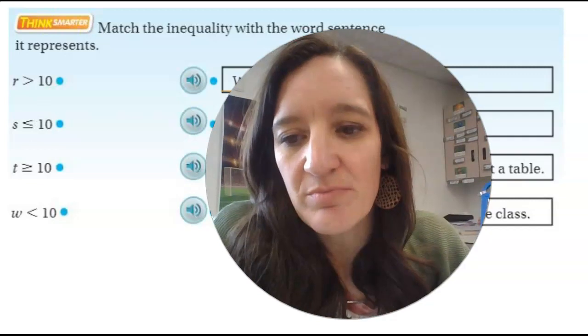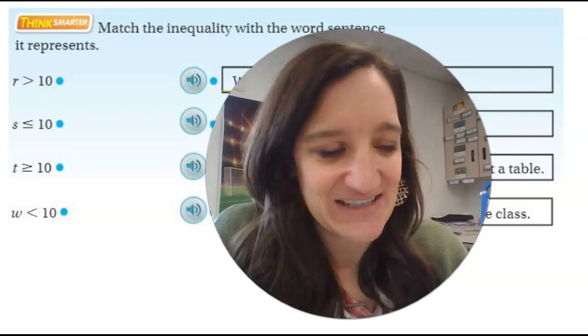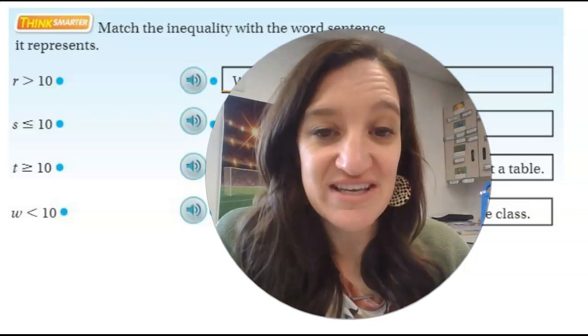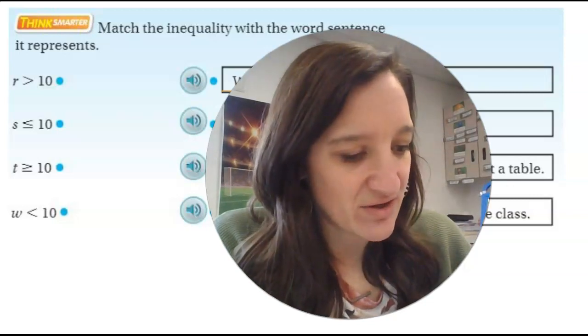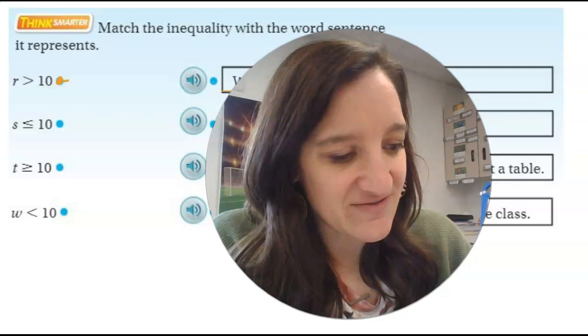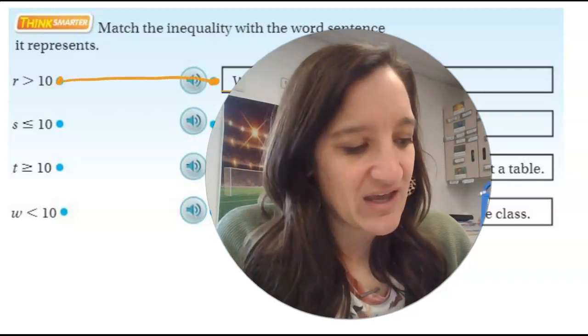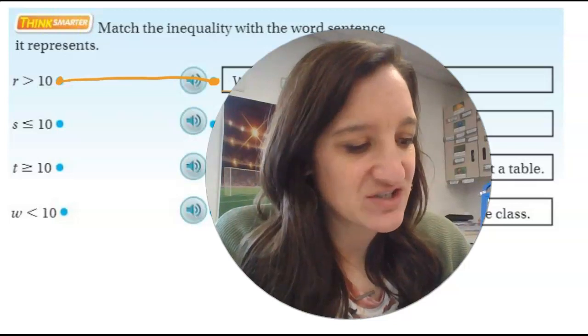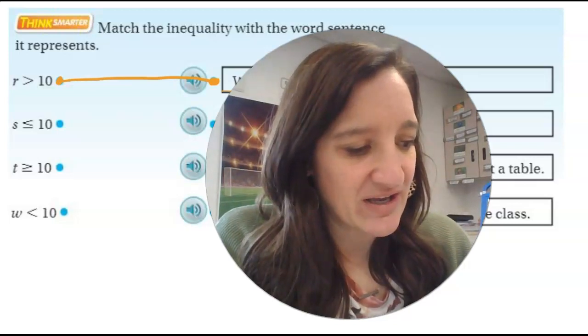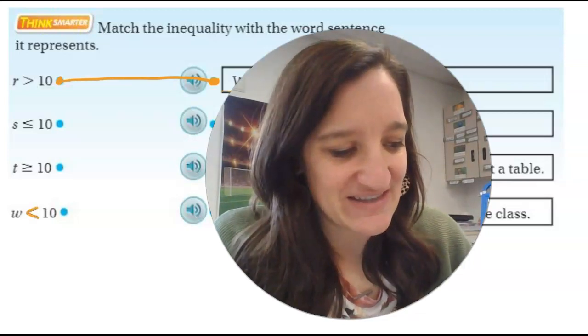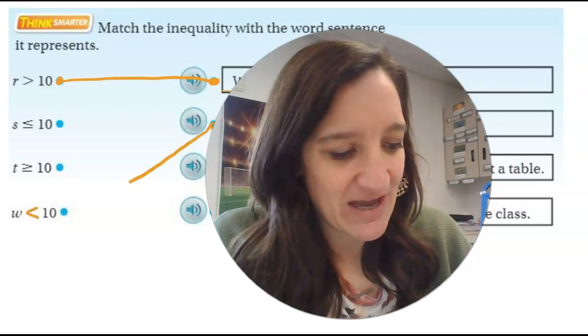So, Walter sold more than 10 tickets. It doesn't say more than or equal to, right? Greater than or equal to. It just says more than. So the only one that shows more than is right there, so that is going to go straight across. This one says fewer than 10 children are at the party. Fewer than would be less than, wouldn't it? And this is the less than symbol. So let's match that one up.